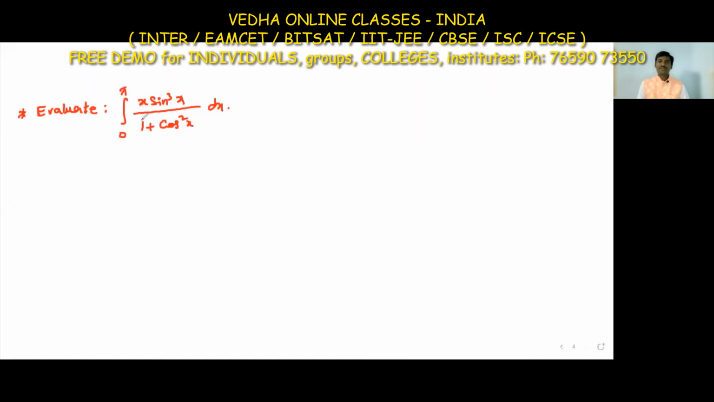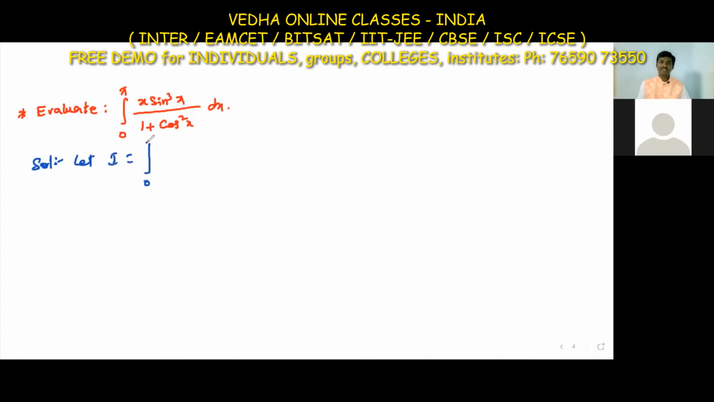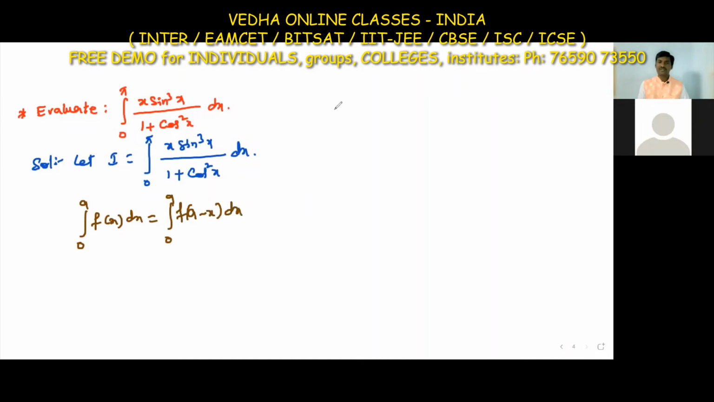Evaluate integral of 0 to pi x sine cube x divided by 1 plus cos square x dx. In this question, let I be the integral from 0 to pi of x sine cube x divided by 1 plus cos square x dx. I already told you the most important formula for each and every LAQ. We use the same formula: integral of 0 to a f of x dx is equal to integral of 0 to a f of a minus x dx.